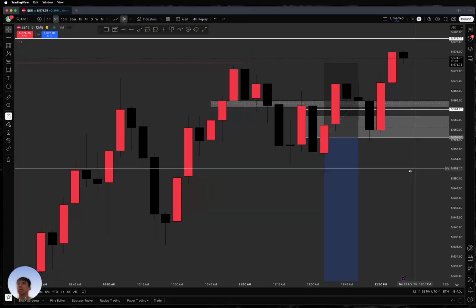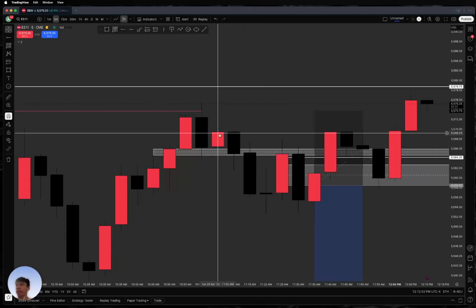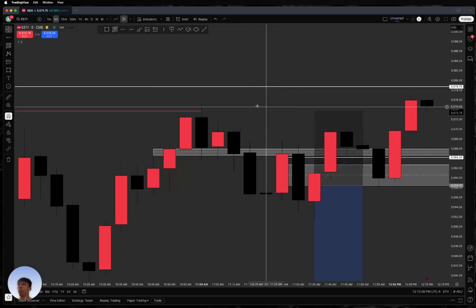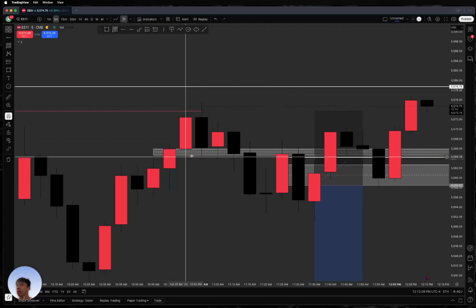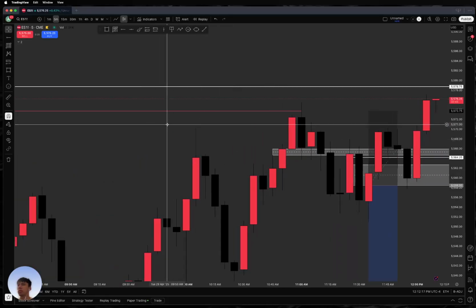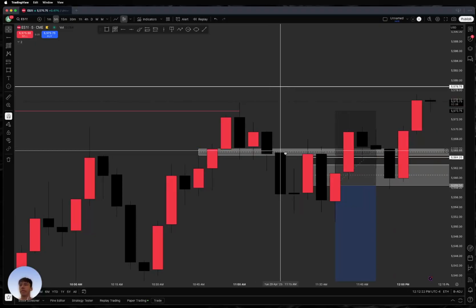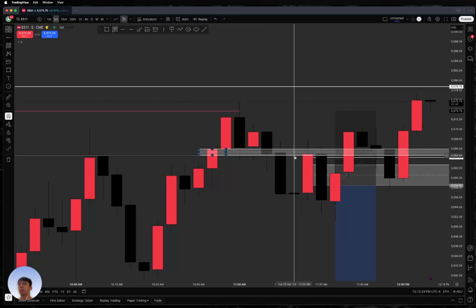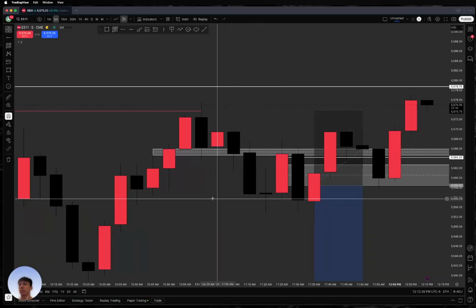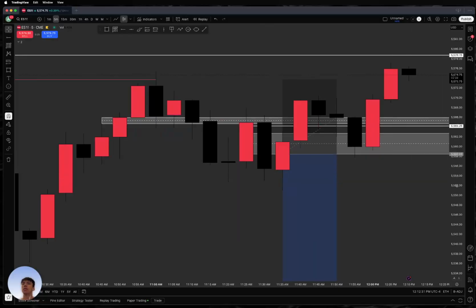And then step two, look for an inverse fair value gap, and that's actually what we did. Why do I have this marked? Oh, yeah, this is the fair value gap we ended up inversing. So yeah, come down, inverse this, and then on to step three.